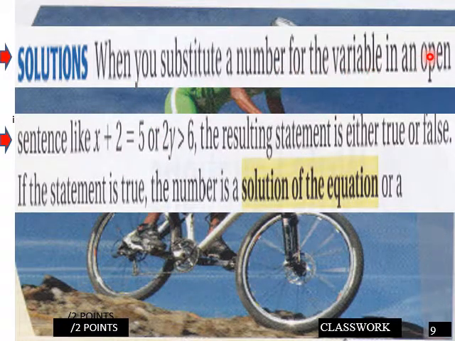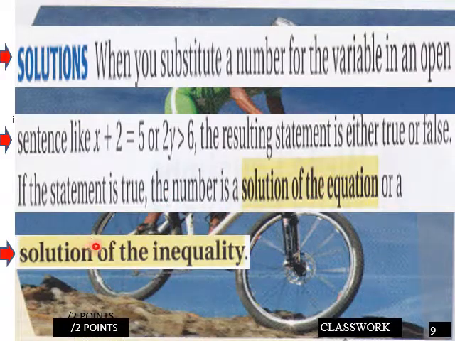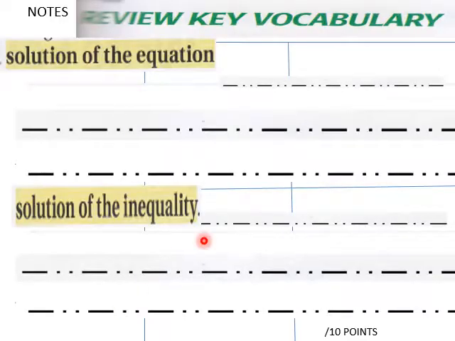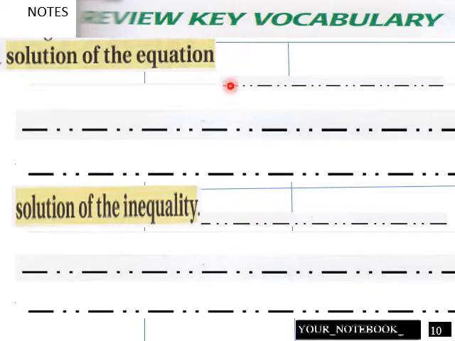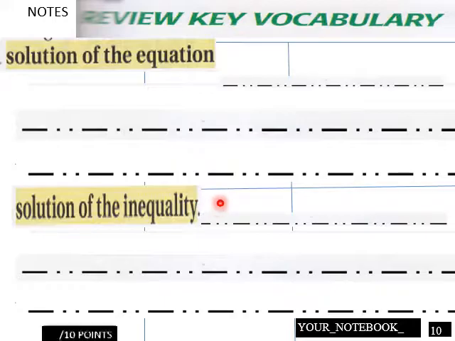Okay, solutions. When you substitute a number for a variable in an open sentence like x plus 2 equals 5, or 2y is greater than 6, the resulting statement is either true or false. If the statement is true, the number is a solution of the equation or a solution of the inequality. So students, in your own words, define solution of an equation and solution of an inequality.